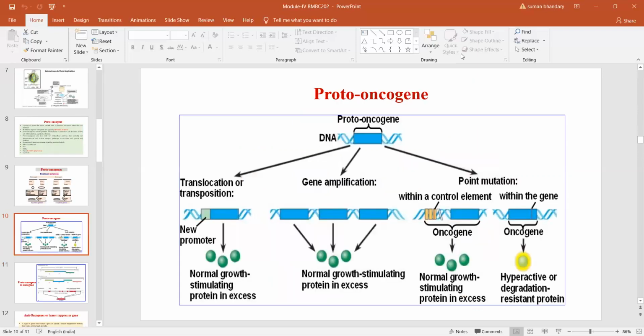But here you can see that the proto-oncogenes present in the DNA undergo point mutation, or gene amplification, which is responsible for producing normal growth-stimulating proteins in excess, and then translocation and transposition also produce normal growth-stimulating proteins in excess. So in most cases you can see stimulating proteins in excess.